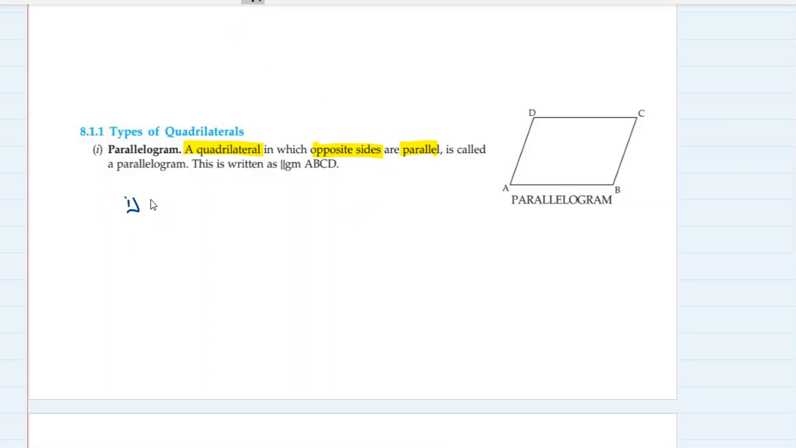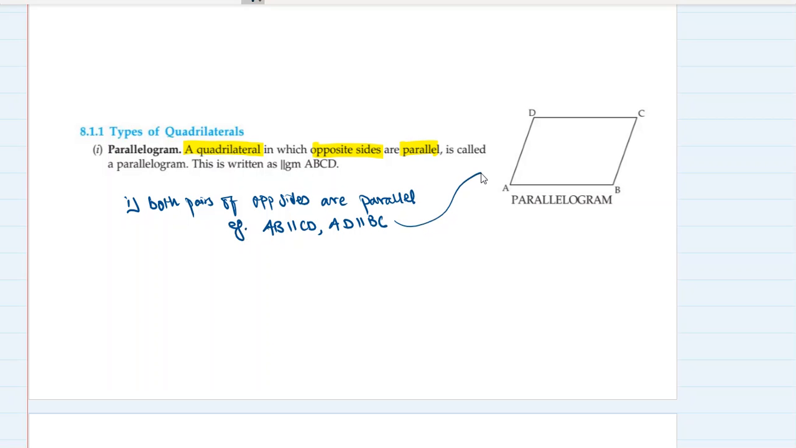Number one, both pairs of opposite sides are parallel. That means AB is parallel to CD and AD is parallel to BC. This is the example which I'm relating with this figure. So I'm giving you the property as well as the example.